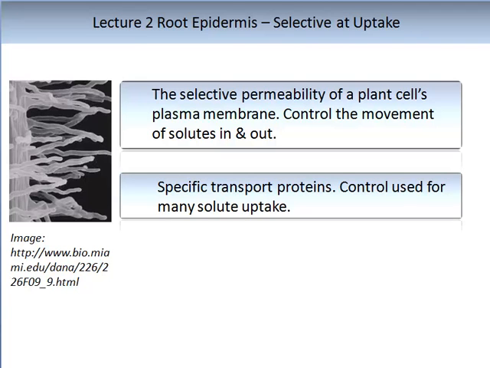The selective permeability of a plant cell's plasma membrane acts as the control for the movement in and out of solutes. It is selective. It will allow compounds it wishes to pass through and stop compounds it does not want to pass through. Water easily passes through a selectively permeable membrane. Specific transport proteins in these membranes are the mechanism that controls and allows the solutes that are larger than water to be taken up. We will talk about these in more detail in the next lecture.